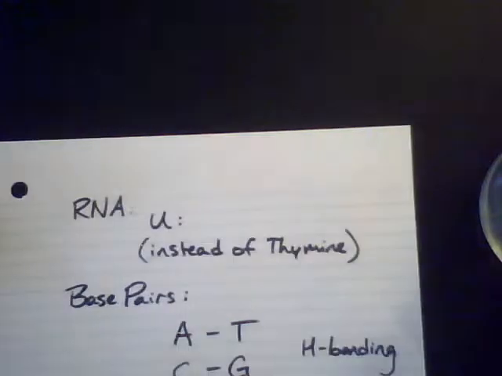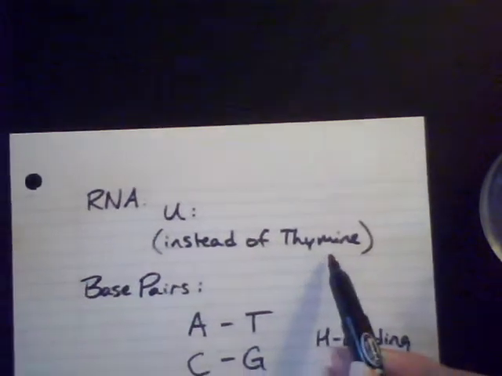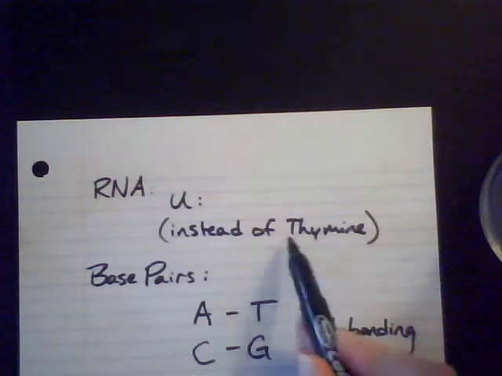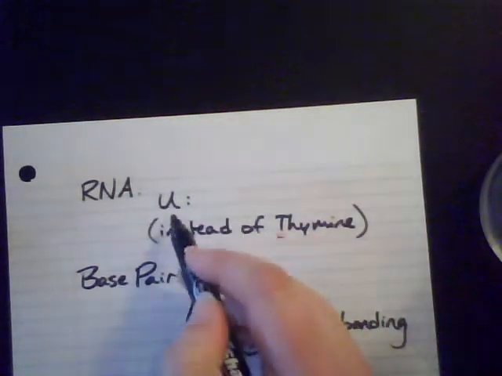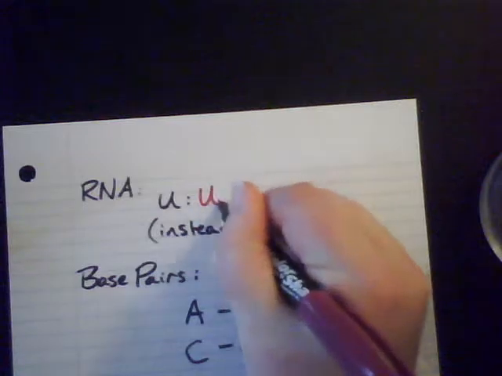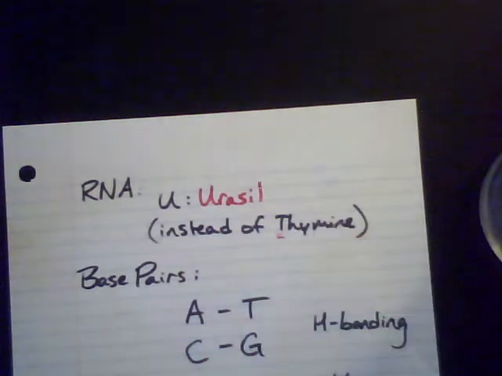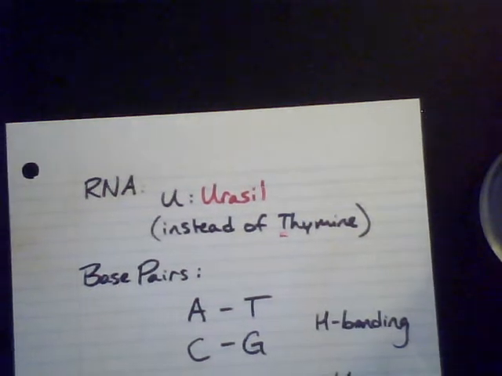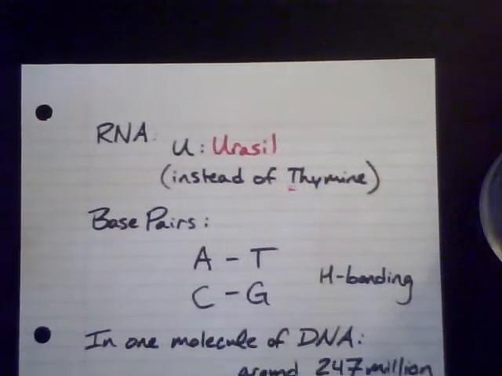So that's for DNA. RNA has the same bases except for one. Instead of thymine, instead of the T base in our DNA, we have U, so that would be uracil. So we have uracil instead of thymine in RNA, and that's the difference between the two.